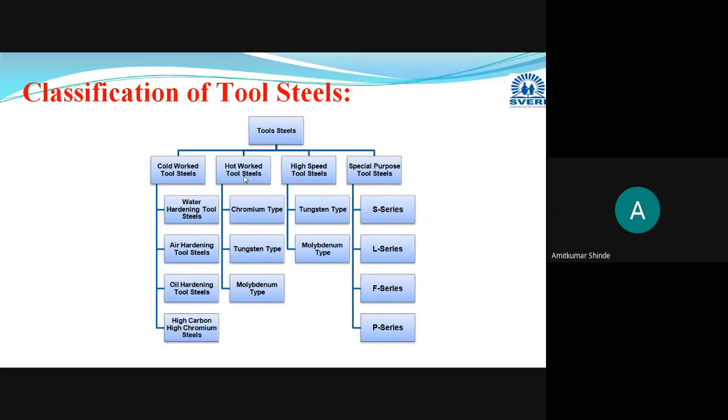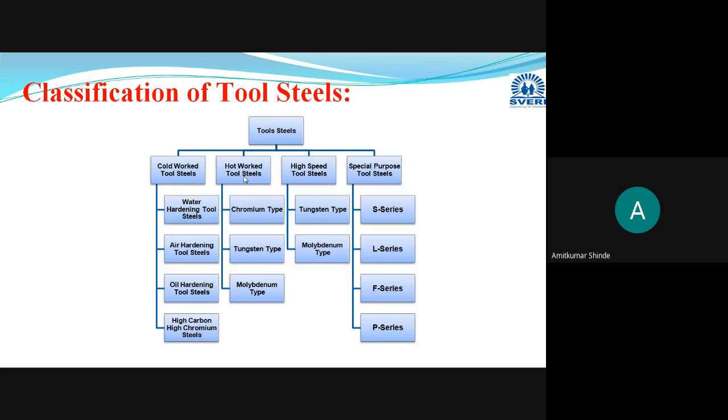And what is the recrystallization temperature? The temperature at which the old grain breaks and formation of new grain occurs, that temperature is termed as the recrystallization temperature. So the tool steels are classified in two basic types, that is the cold worked tool steels and hot worked tool steels, depending on their applications. The tool steels which are used for cold working operations are termed as cold worked tool steels, and the tool steels which are used for hot working operations are termed as hot worked tool steels.